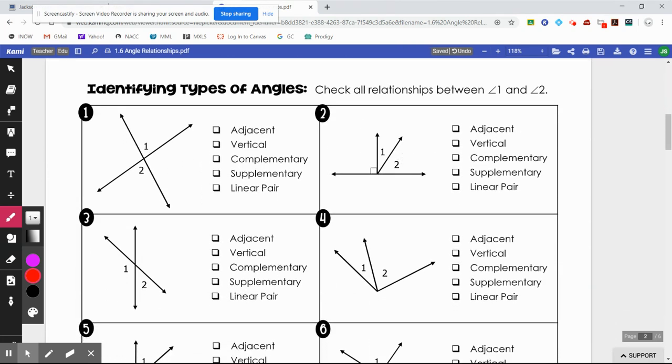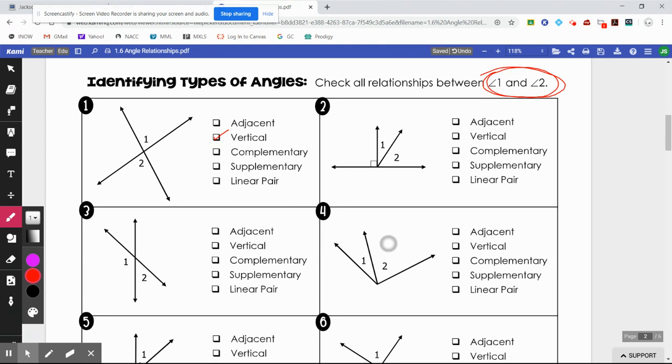Okay, now identifying types of angles. Let's look at these different types of angles and say, okay, check all the relationships between angle 1 and angle 2. Anytime, again, you have intersecting lines, the angles across from each other will always be vertical angles. Number 2, if this is a 90-degree angle, which means this on the other side is 90, angle 1 and angle 2 make up that 90-degree angle, so that means they would have to be complementary.